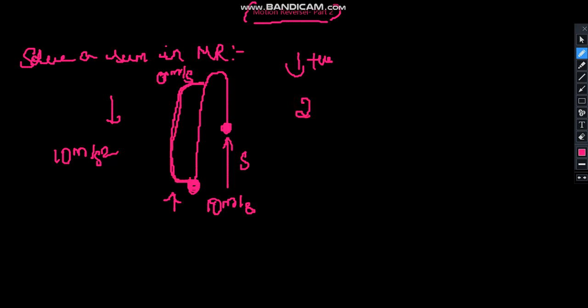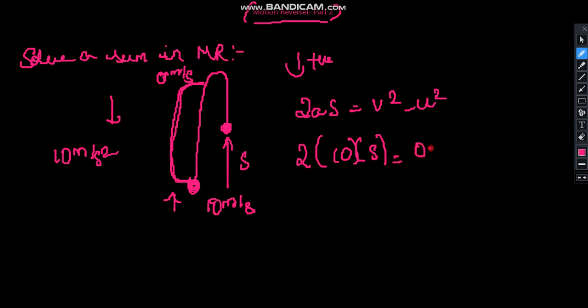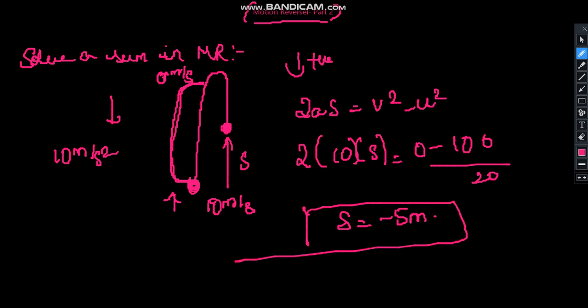This distance is basically given by 2as equals v square minus u square. So 2, 10, s, is v square, 0, minus u square. We don't care about the sign here. So 100 by 20. So s could be minus 5 meter. Minus 5 meter here to this part. Right. We need to find this part. This part is something which is important.